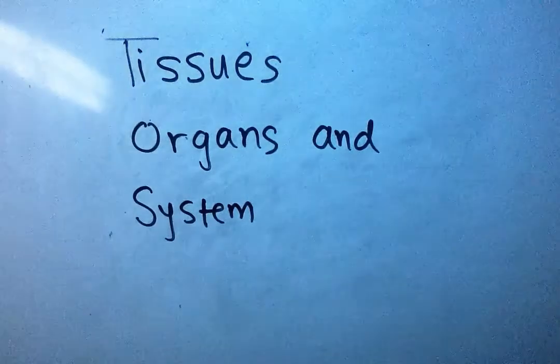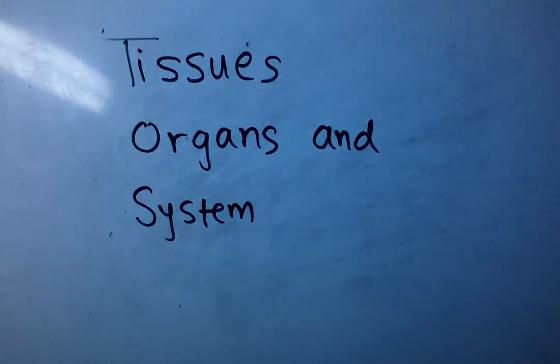Next, we are going to talk about the last portion of this chapter, which is tissues, organs, and system. Now, what is a tissue? A tissue is basically a group of cells which have a common origin and a similar structure, which enables them to perform a particular function. So basically, a tissue is just a group of cells which perform a specific function. For example, we have the muscle tissue or we have the epithelial tissue.